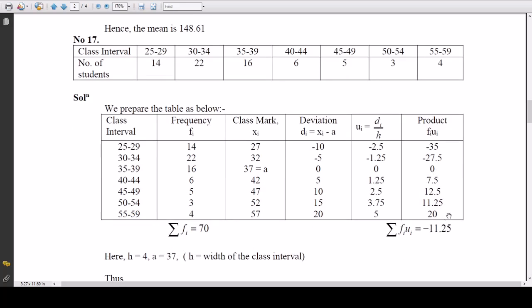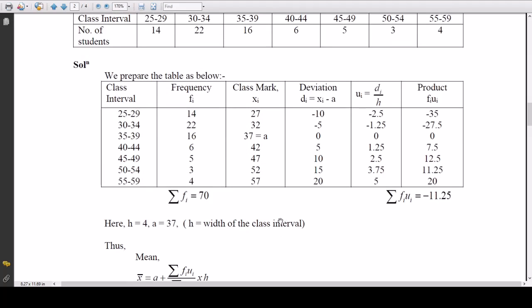You add all these positive values, 7.5, 12.5, 11.25 and 20, and then subtract 35 and 27.5, you will get 11.25. Now here, what is A? A is 37, you have taken. What is h? h is 4, the width of the class interval. Summation of fi is 70. Summation of fiui is minus 11.25.